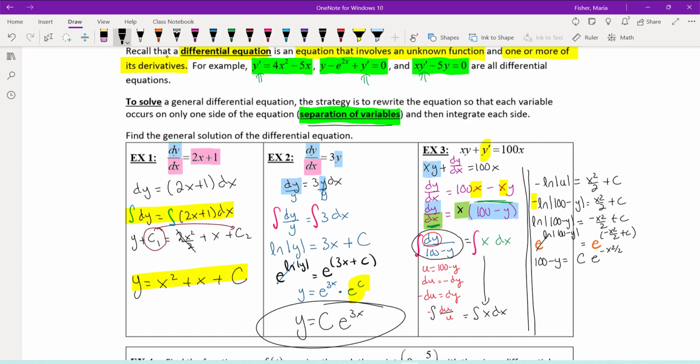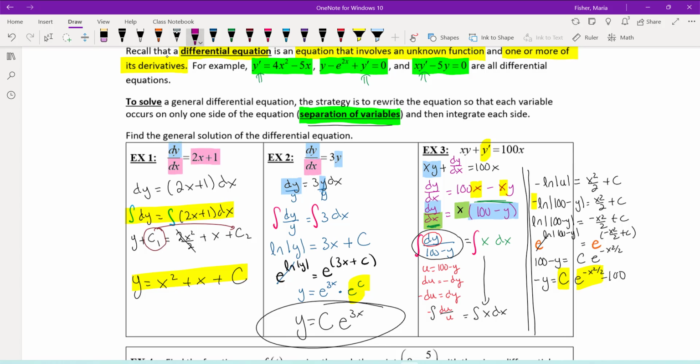Again, I need to solve for y. So we're going to start by subtracting both sides by 100, and we get negative y is equal to c e to the negative x squared over 2 minus 100. Last and final step is going to be to divide by a negative. Now, because c is now multiplied by something with x's, it will no longer absorb any number that we add to it or any number that we multiply it by.